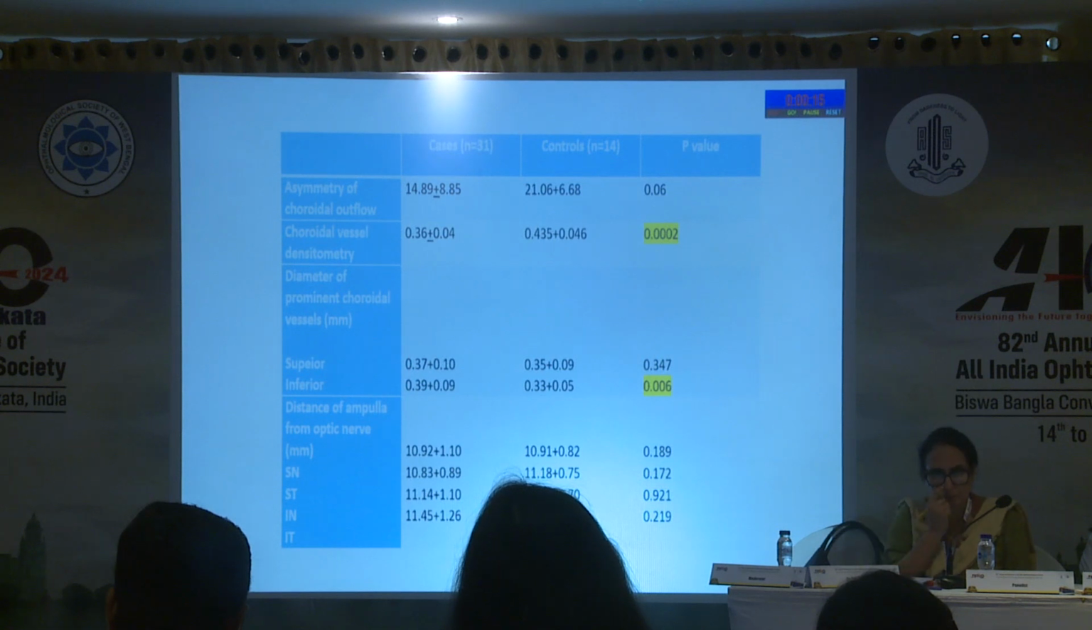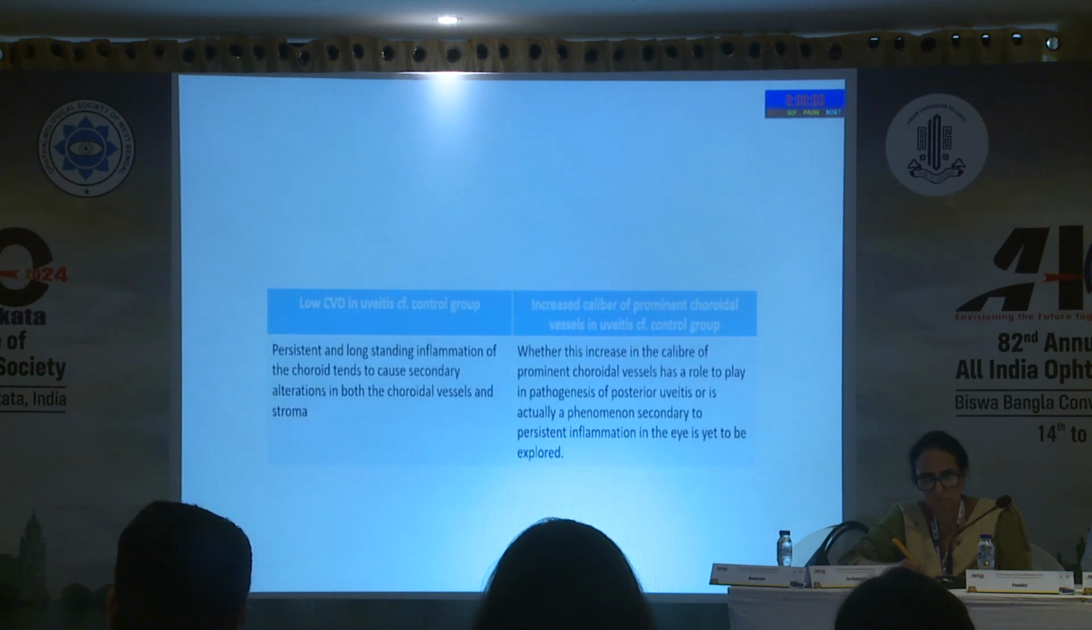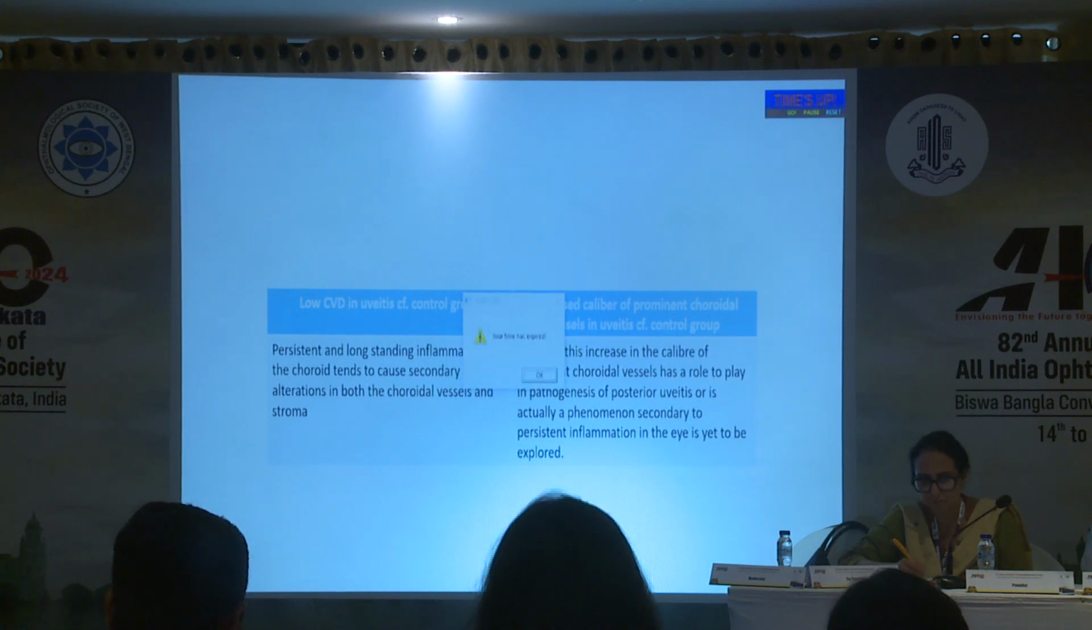Now coming on to the control versus cases. What we found was the choroidal vessel density was significantly lower in the cases. Similarly, the diameter of the prominent choroidal vessels was significantly more in the inferior quadrant in the cases as compared to the control group. So this could be because of the long-standing persistent inflammation causing some secondary changes in the choroidal stroma and the choroidal vasculature, which could have led to low CVD.